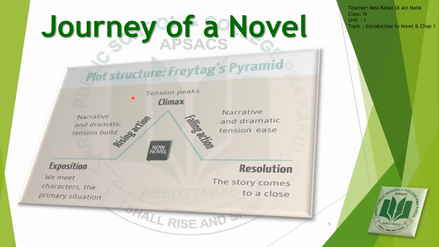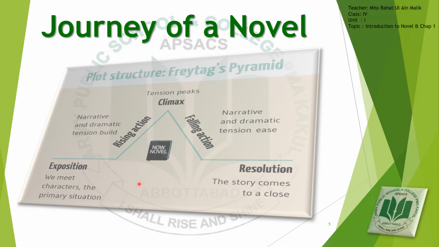So a novel starts from somewhere and it ends somewhere, right? A novel is a journey, just like climbing up and climbing down the mountain. The journey of a novel is also called plot structure. The very start of the novel is called exposition. It is the starting group of paragraphs where we meet the characters and the primary situation or the setting. In exposition, we come to know who the characters are and where the story is taking place, right?